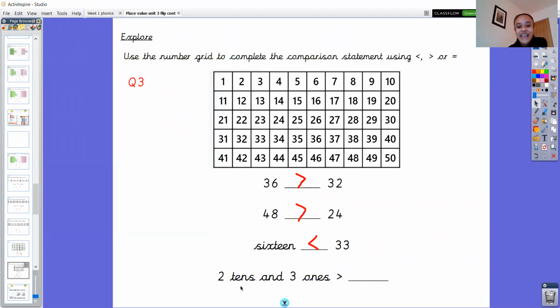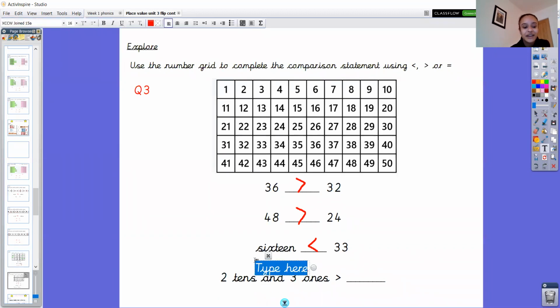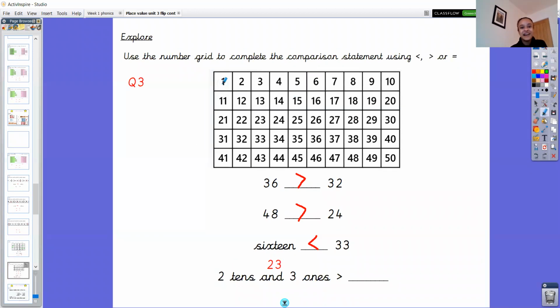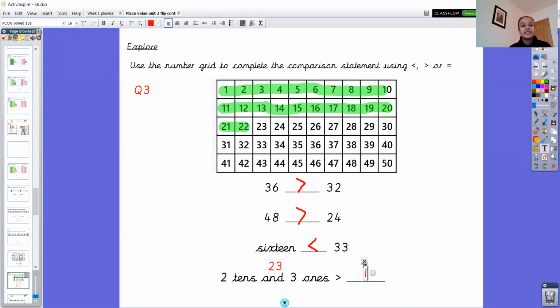And this one, 2 tens and 3 ones is more than something. So for this one, you could choose quite a lot of numbers, okay? So what is 2 tens and 3 ones? Okay, so 2 tens and 3 ones is 23. So 23 is more than what? So you could have chosen a whole host of numbers. So if you chose any of these green ones, any number less than 23, then you are correct. Okay, so it could have been all sorts. I'm going to put 14. 23 is more than 14. Okay, but it could have been any of the green numbers. So well done, Year 1 for question 3. Done a great job there.